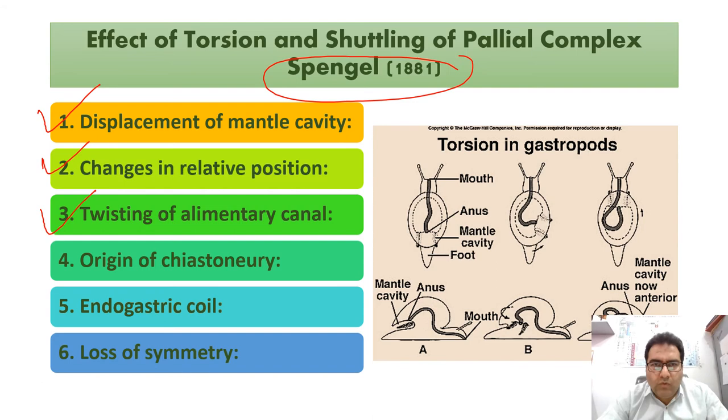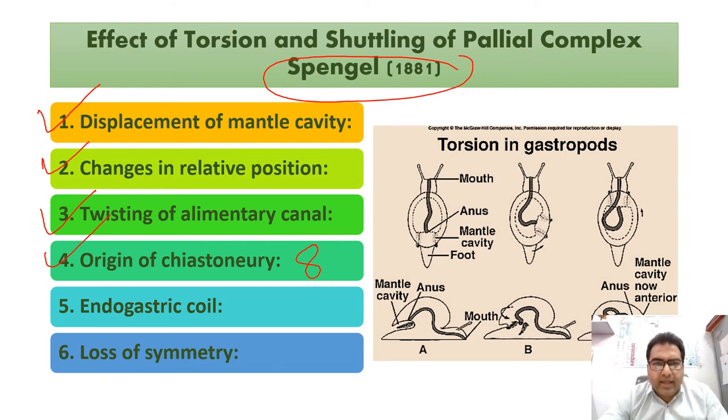Then I was telling you about the origin of the chiastoneury. Actually it is the crossing of the pleurovisceral connectives due to the pallial complex; they got twisted at the pleurovisceral position, forming the letter 8. This transformation of the nervous system to the letter 8 is called chiastoneury. What happened in this case: the right connective with its parietal ganglion passes over the intestine, which we call the supra-intestinal, and the left connective passes below the intestine. So one becomes the supra-intestinal and the other becomes the infra-intestinal nerve, and hence leads to the formation of the chiastoneury.